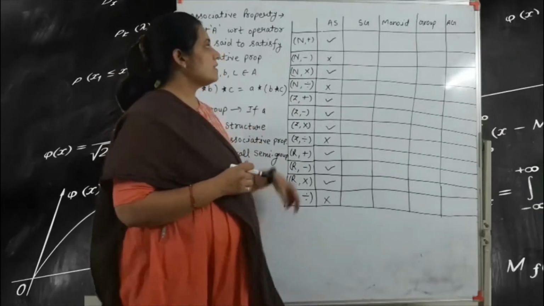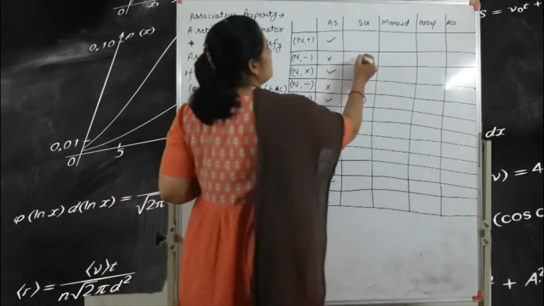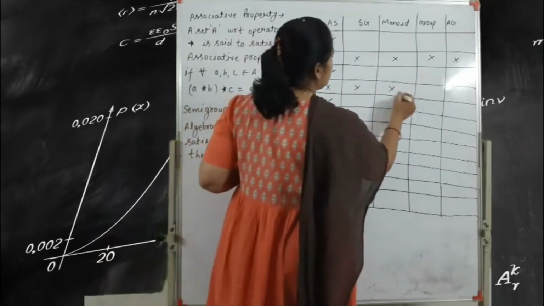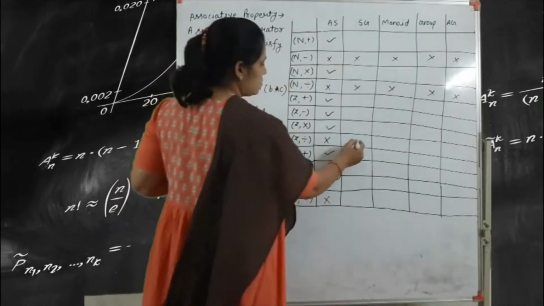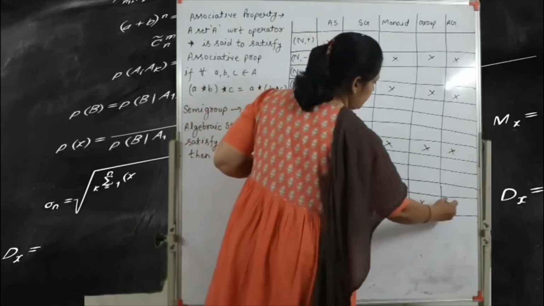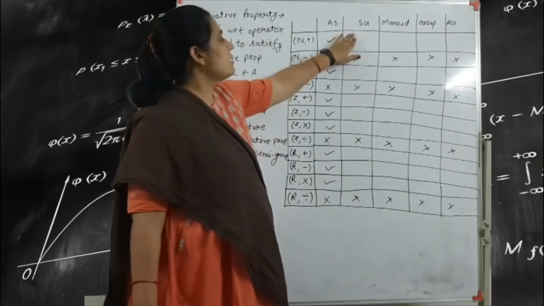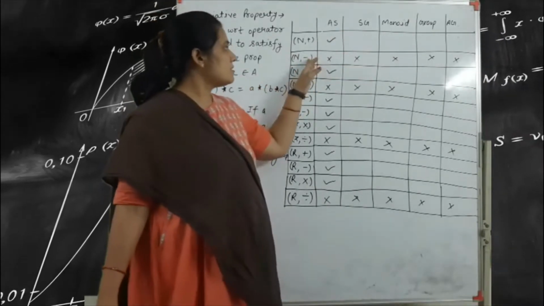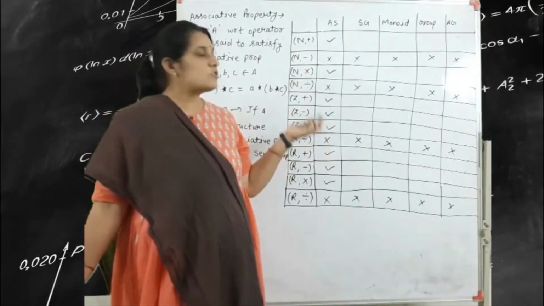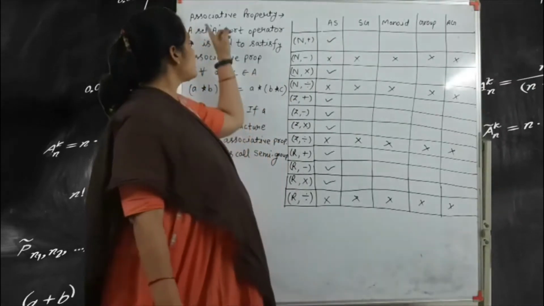If a set A does not satisfy the closure property, then we write a cross here, and for the next ones we also write a cross. If we want to find out whether N minus is a semi-group or not, N minus does not satisfy the closure property, so we go on to solve for the semi-group, that means the associative property. Got it? So what is the associative property?